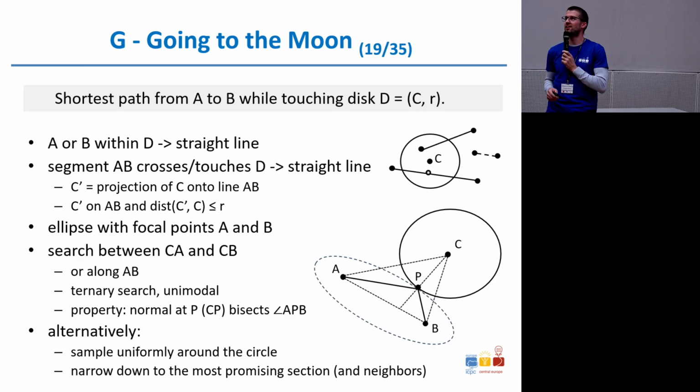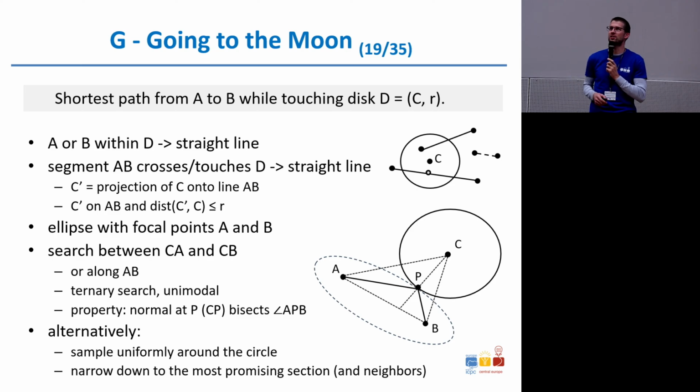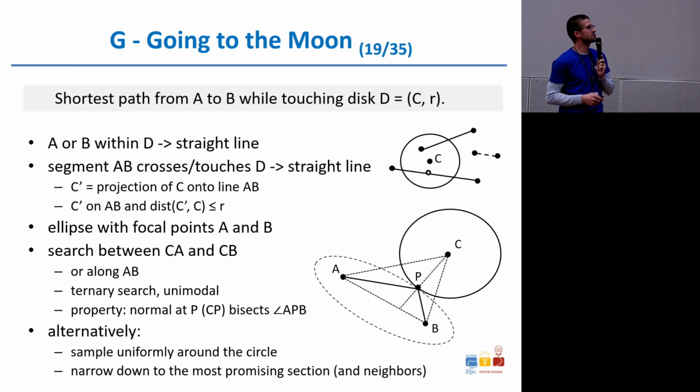There's also an alternative practical solution. Sample uniformly around this circle and figure out which part is the closest and then focus on that one. So narrow down to the most promising section. If it's dense enough, you can pick that section and its 2 neighbors and then repeat this logic and you'll get this right. Okay, so we mentioned the intended solution, the alternative practical solution.